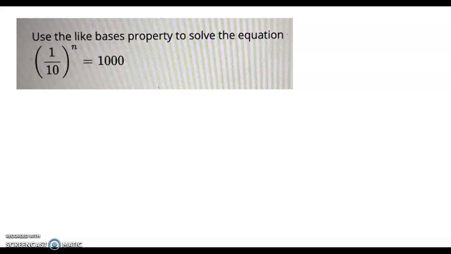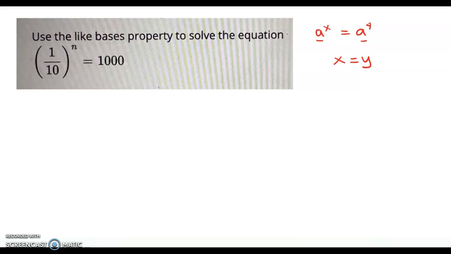Okay, we need to use the like bases property to solve the equation. So what that means is we need to get the bases the same. The reason is if we have, let's say, some base a to the x equal to base a to the y, well, the bases are the same, and so then we can use the property that says the exponents equal each other. So if we have these same bases, then we can say x equals y.